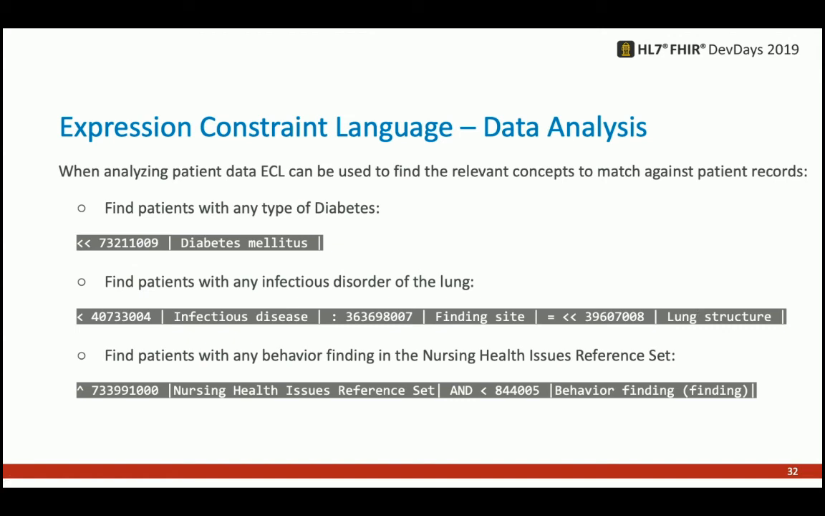So when your patient data is coded with this, you can do the analysis across the data to find that information. If I wanted to find any patients who had a behavior finding in the nursing health issues reference set, then here I can say, give me the concepts that are a member of that reference set and are a type of behavior finding. The query language is very powerful, and these are some simple examples, but you can see how you would provide reports based on patient-coded data using this.